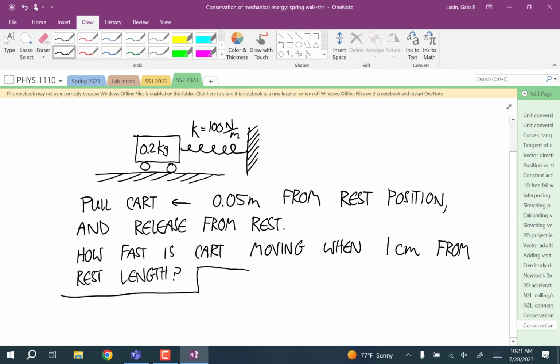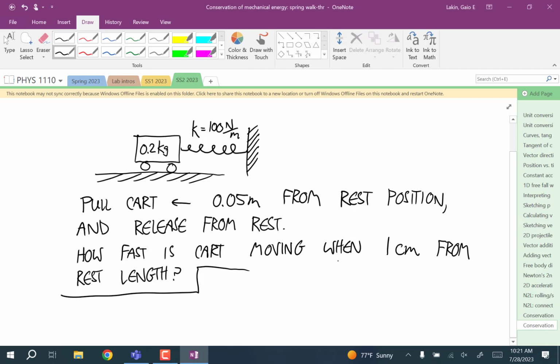Okay, so we're going to pull it back 5 centimeters, and then we're going to see how fast it's moving when it's 1 centimeter from its resting position. By the way, these motions are always symmetric around the resting position. So if you pull it back 5 centimeters, you stretch it out, it'll move back until the spring is shortened 5 centimeters from its resting position, and it'll oscillate back and forth like that. And any answers you get for the speed are going to be the same answers you get on both sides of the resting position.